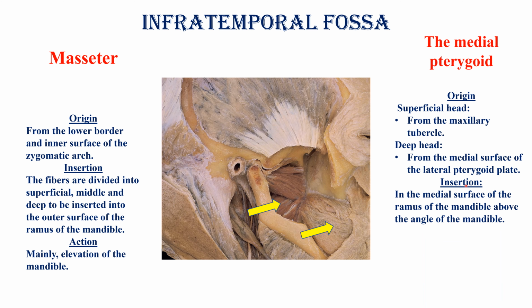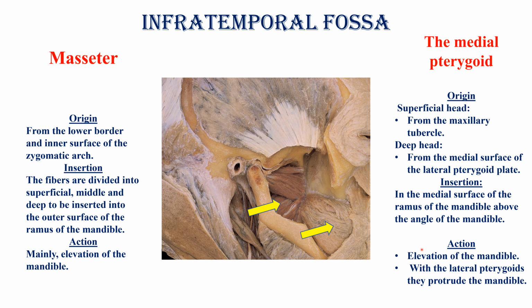The insertion of that muscle is in the medial surface of the ramus of the mandible, just above the angle of the mandible. The action is elevation of the mandible. With the lateral pterygoid, it protrudes the mandible, and the gliding of the mandible is done by these two muscles.